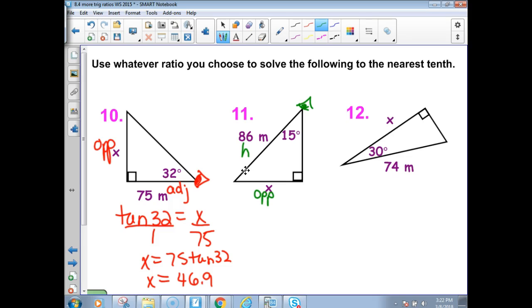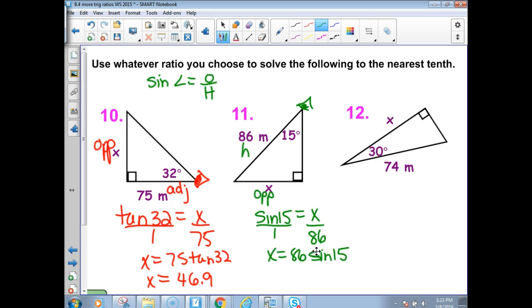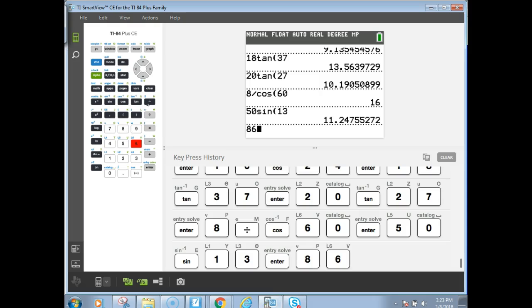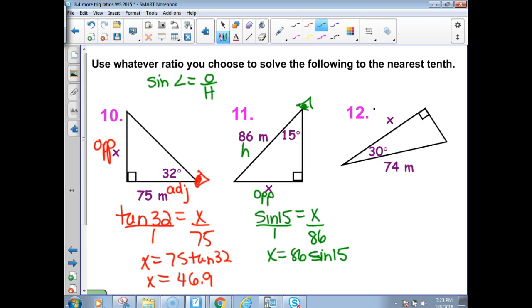Now, if I'm doing opposite and hypotenuse, do you know which one I'm going to use? Sine, cosine, or tangent? No, wait a minute. The sine of an angle was opposite over hypotenuse. That's the one, because that's the one that has the ratio of opposite to hypotenuse. So now it's going to be the sine of 15 equals the opposite side x over the hypotenuse 86. Cross product, so we get x equals 86 times the sine of 15, and that's what I typed. So we should get 22.3.